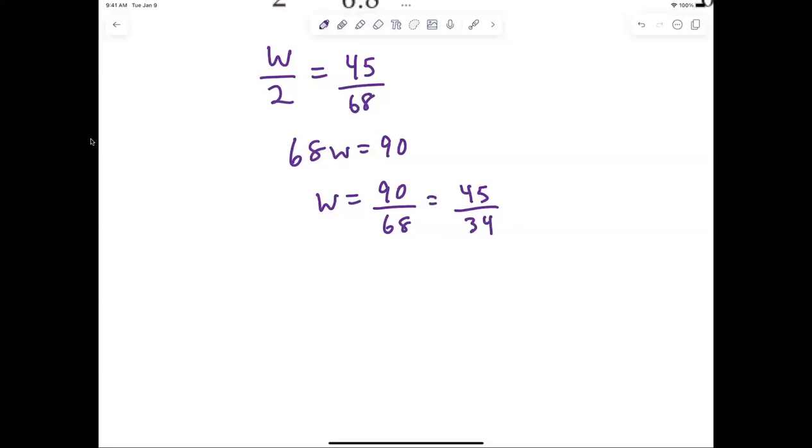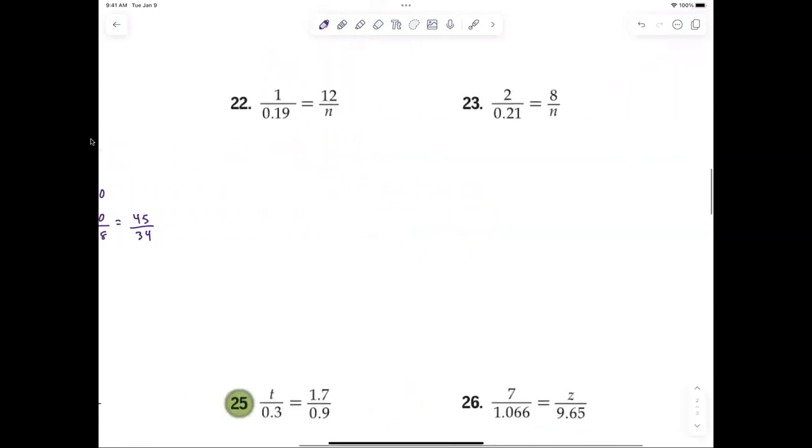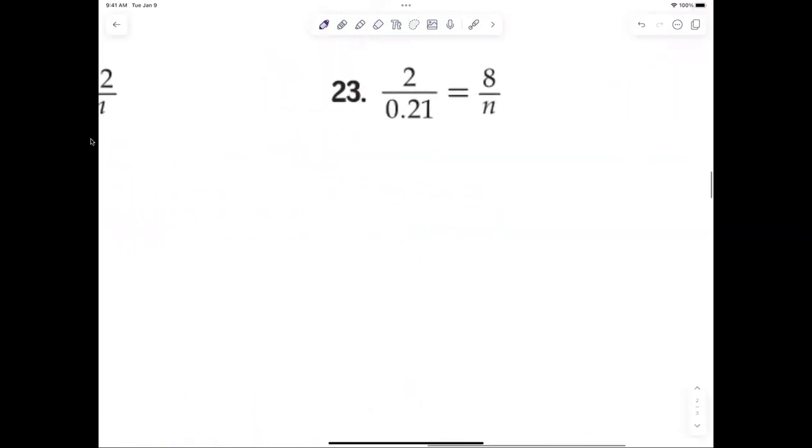Does that reduce any further? I don't think so. Everybody's good with that? Anybody have any issues? All right, here we go. 23. I still don't like 0.21, so this time I have to multiply it by what? By 100 would be better. Do we agree? All right, that would move the decimal twice.